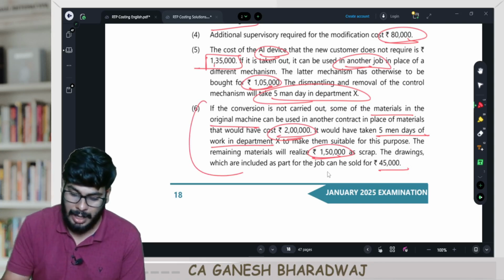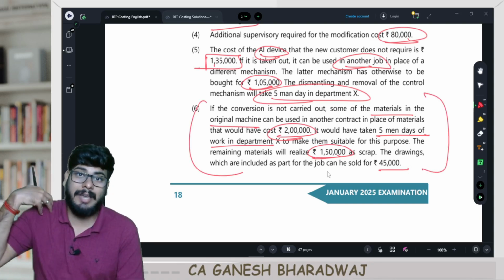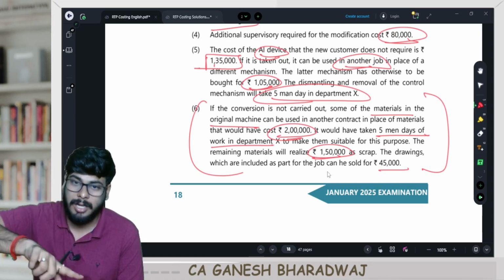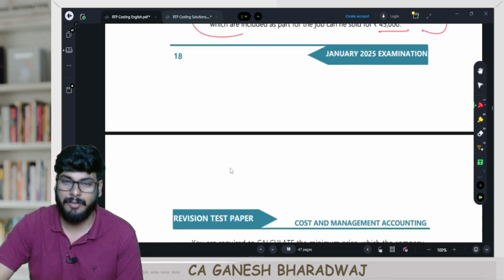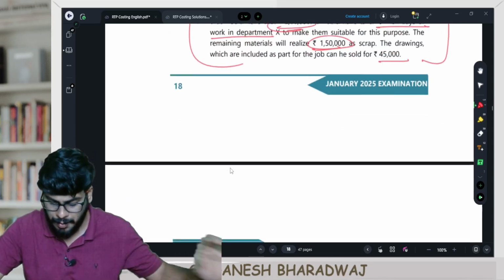So all these are the savings that I would have made had I not carried out this conversion process. Are you clear with this? These will go on to reduce your cost. We will see what it is.